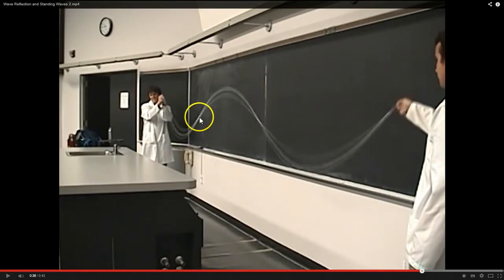Now, what can we say about those points? The particles on those points don't move, no matter how the string is moving up and down at the oscillating frequency. The particles on these two points don't move. So we call them the nodal points.